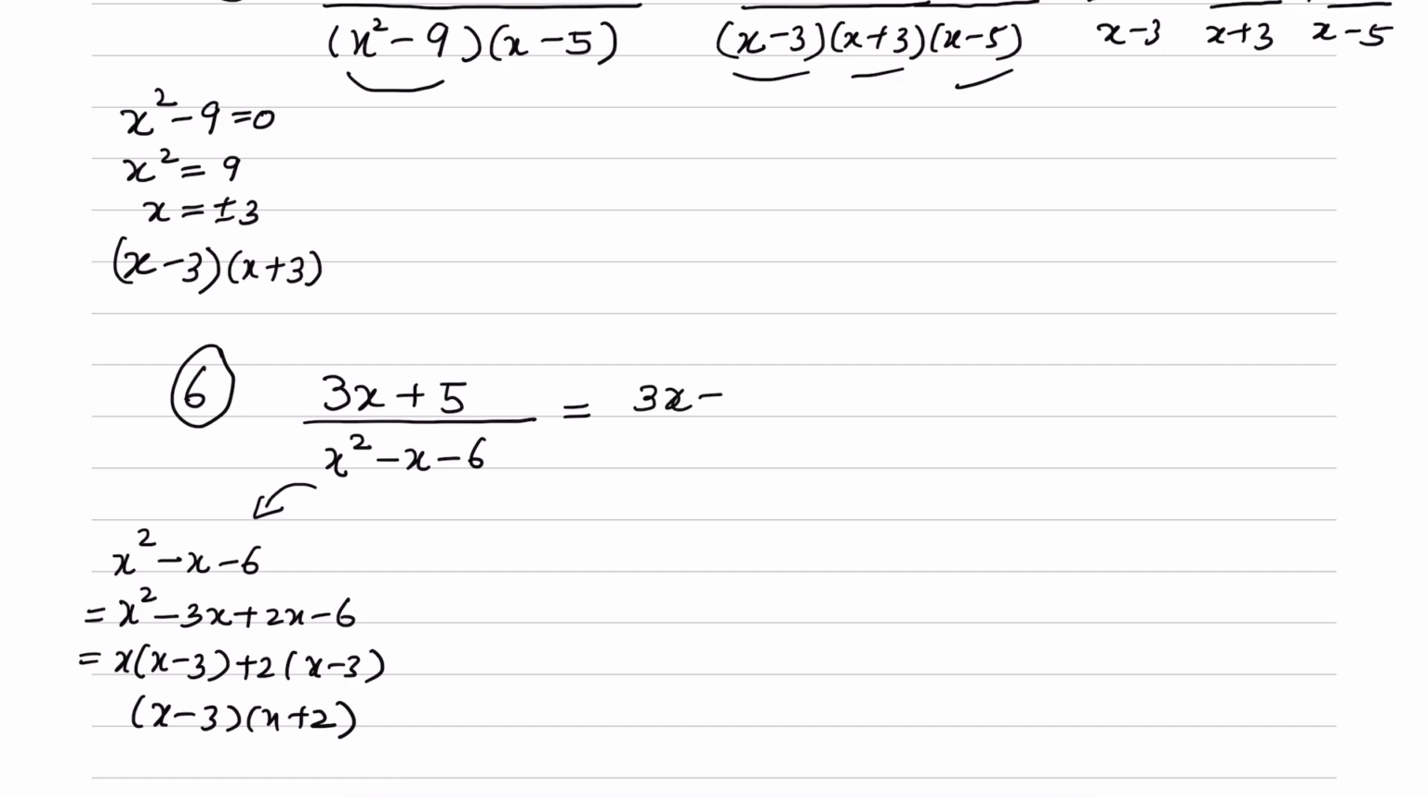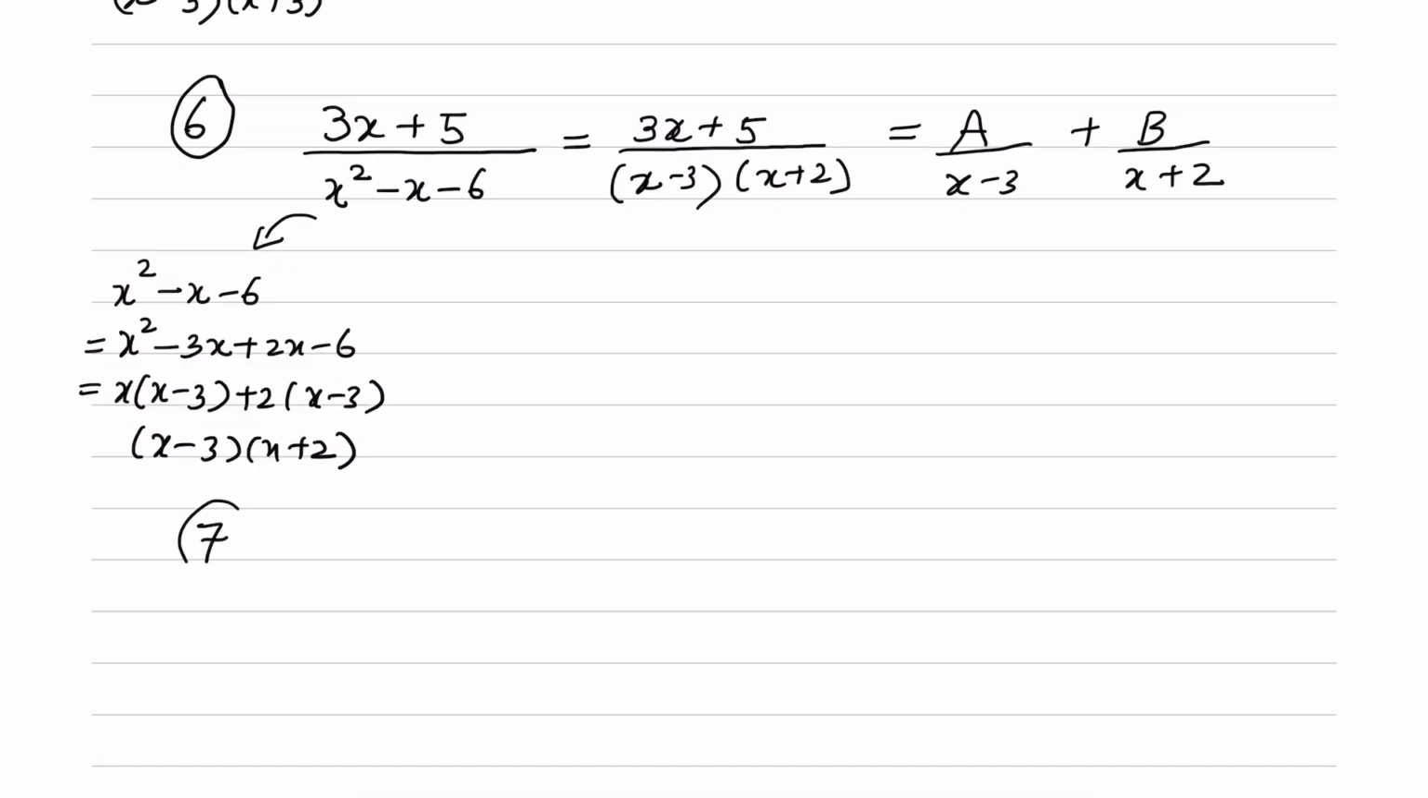So every time you have a 2 degree term or 2 degree expression, you check whether this 2 degree expression can be written as the product of two 1 degree terms, and yes, it is so in this case. So we write (x - 3)(x + 2), and we know the rule for partial fractions now for 1 degree terms: A over 1 degree factor plus B over 1 degree factor.